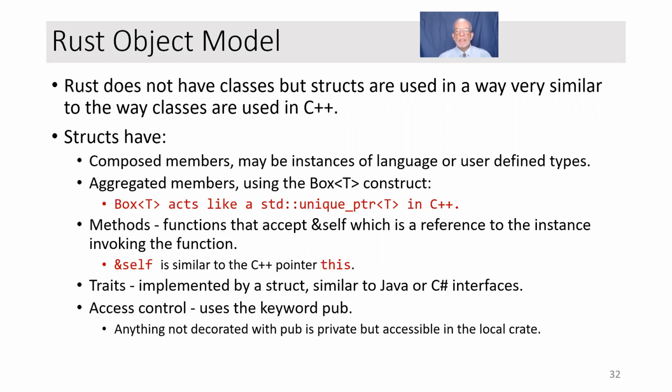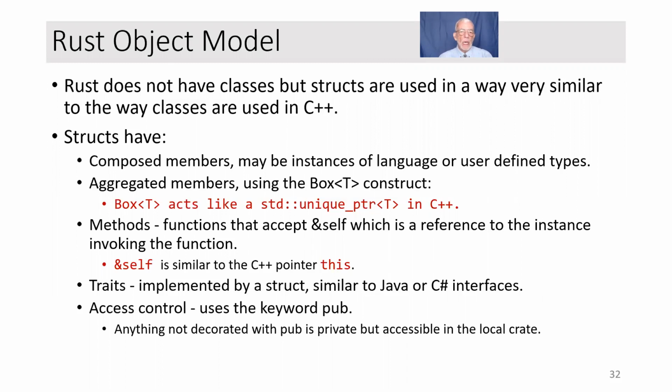In this video, we're going to talk about object models, and lots of languages have object models. Most do. If you're familiar with C++, Java or C#, you're used to using classes to build objects. In Rust, the model is a little different, but not that different. Rust doesn't have classes, but it uses structs in very much the same way that classes are used in C++.